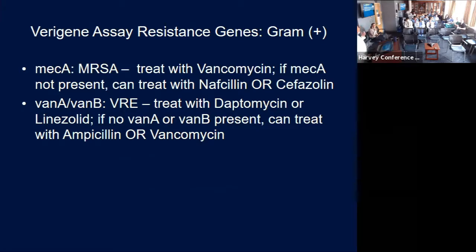As was just mentioned, the positivity of a mecA gene matters. If it says Staph aureus, mecA gene present, then that tells you it's methicillin resistant. They've looked at concordance studies, and the concordance studies are good. So if the mecA gene is present, then you absolutely need to treat with vancomycin, or treat for MRSA, and we'll come back to management of MRSA bacteremia. If the mecA gene is absent, then at that point you can switch.